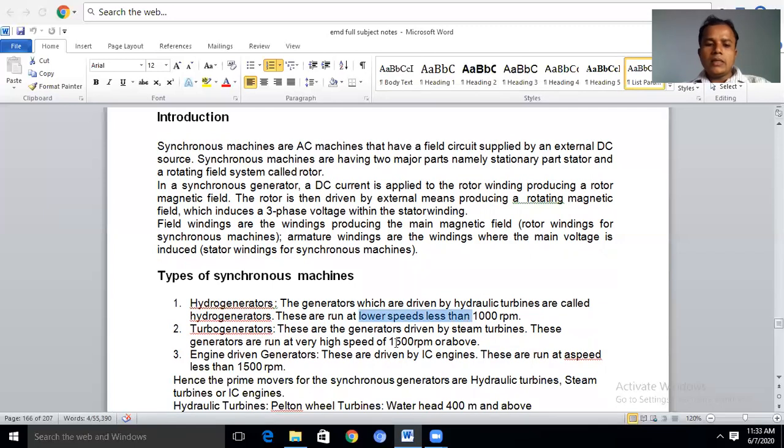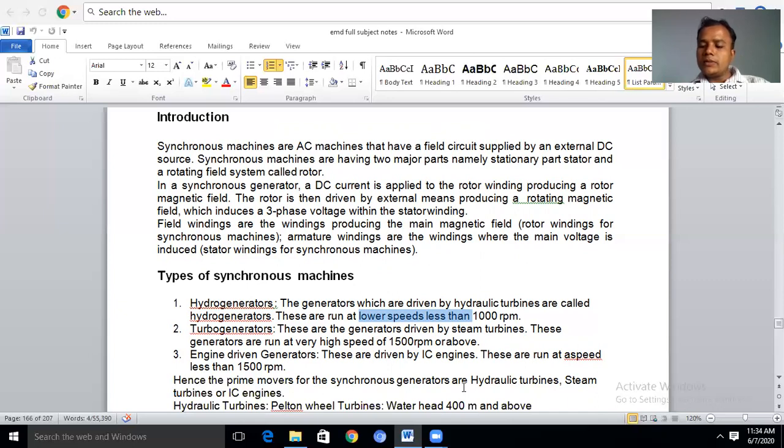The third type is the engine driven generators, which are driven by IC engines. For example, in nuclear power plants or other power plants, diesel generators are driven by IC engines, and these run at a speed less than 1500 rpm. Hence the prime movers for the synchronous generators are hydraulic turbines.